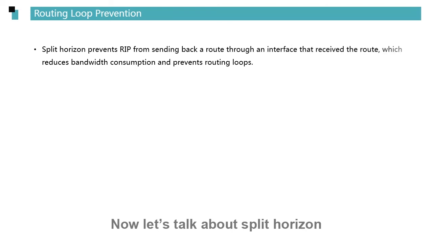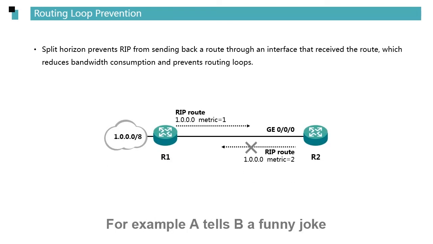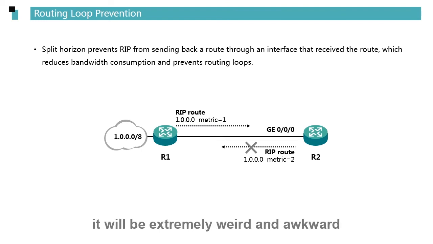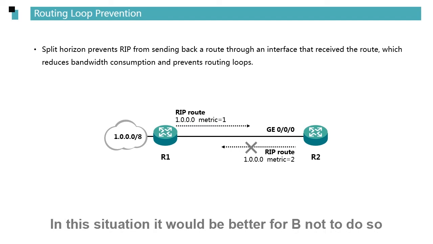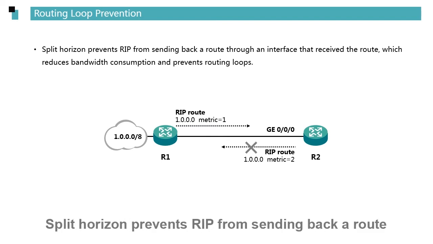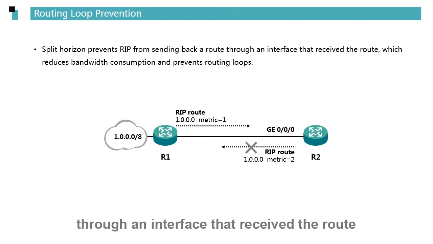Now let's talk about split horizon. For example, A tells B a funny joke. If B tells the joke back, which is similar to a routing loop on the network, it will be extremely weird and awkward. In this situation, it would be better for B not to do so. Split horizon has a similar function. Split horizon prevents RIP from sending back a route through the interface that received the route.